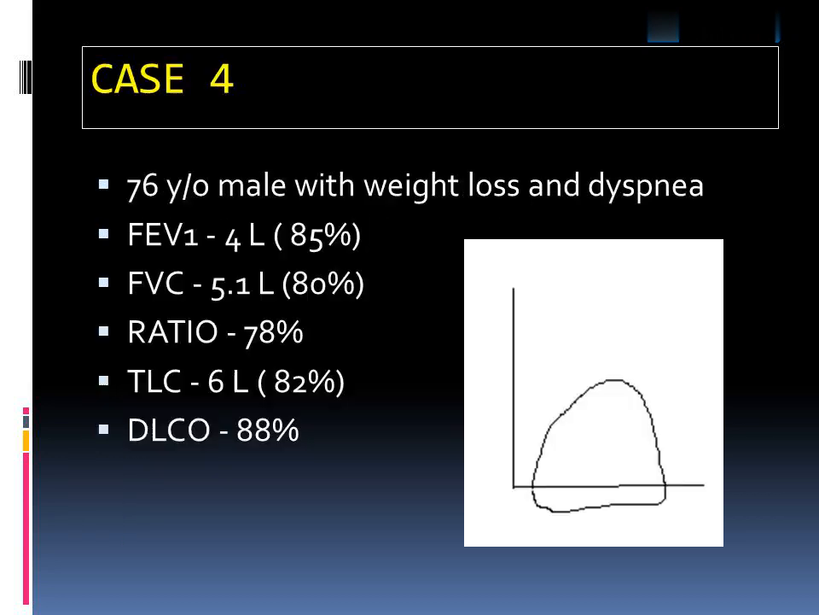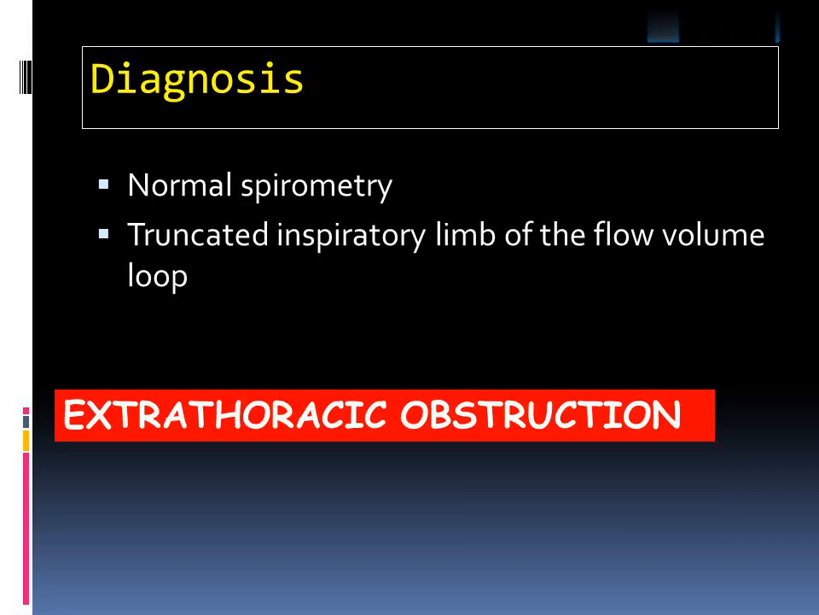Asthma. Case 4: 76 year old male with weight loss and dyspnea. FEV1 4 liters, 85%. FVC 5.1 liters, 80%. Ratio 78%. TLC 6 liters, 82%. DLCO 88%. Diagnosis: extrathoracic obstruction, normal spirometry.